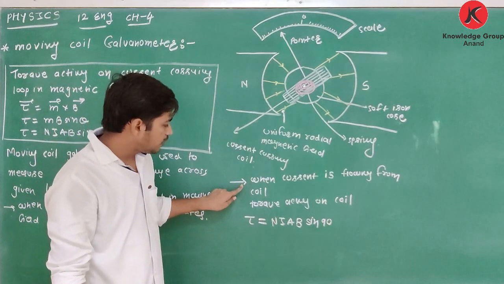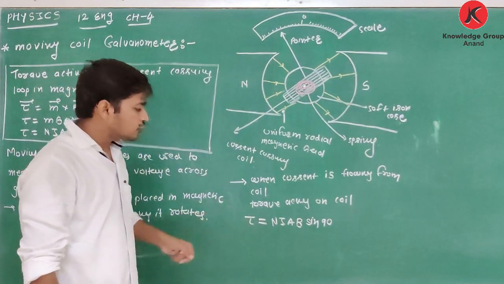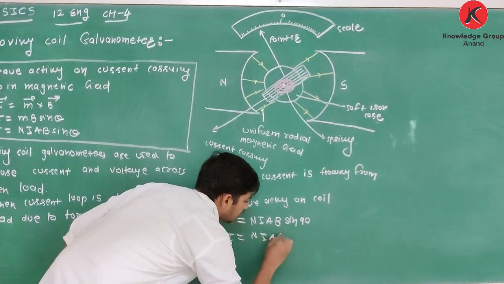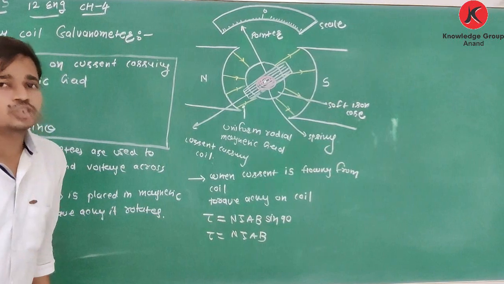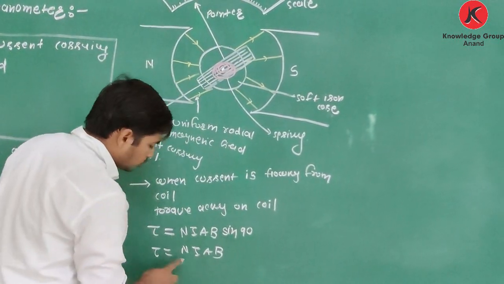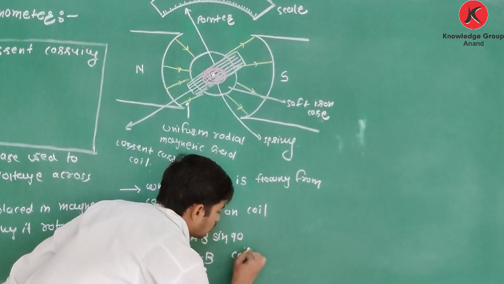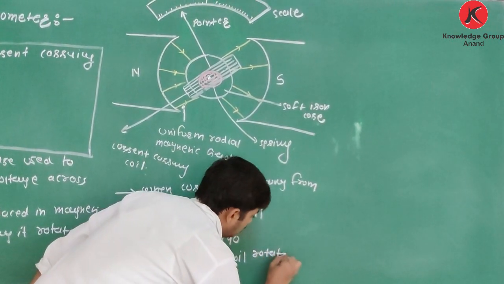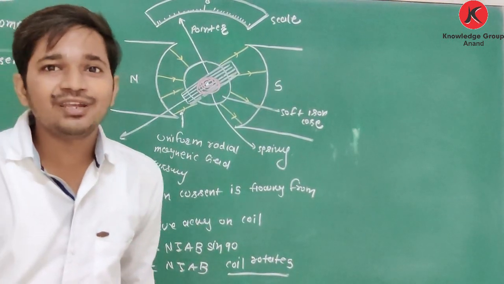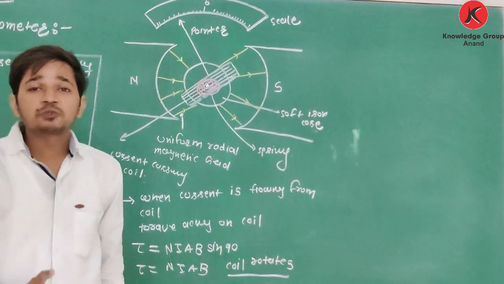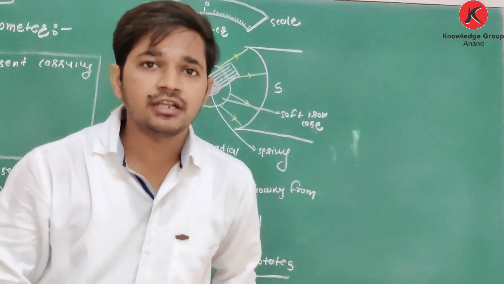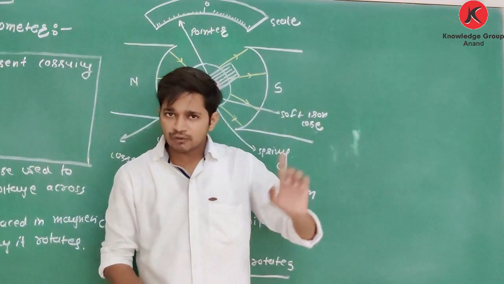So when current is flowing through the coil, the torque acting on the coil is tau equal to NIAB sin 90, so tau is equal to NIAB, and due to this torque, the coil rotates. Now the coil rotates. This coil is connected with a spring, so the spring, being an elastic object, exerts a restoring torque. You know the concept of restoring force.